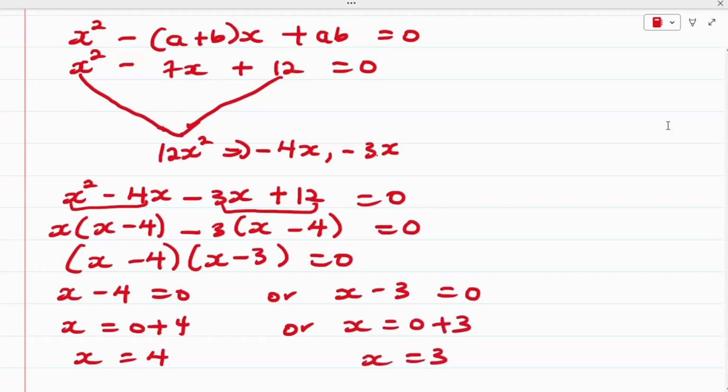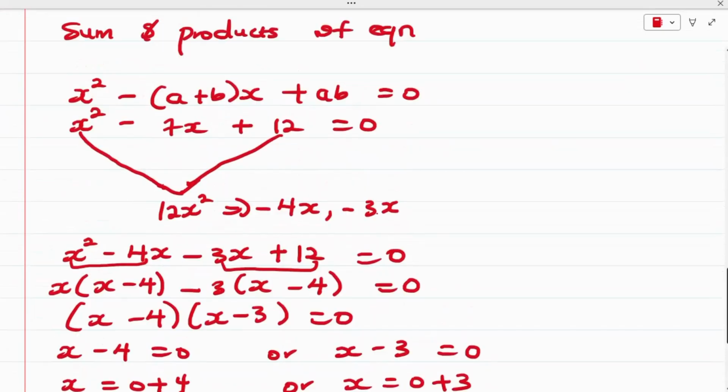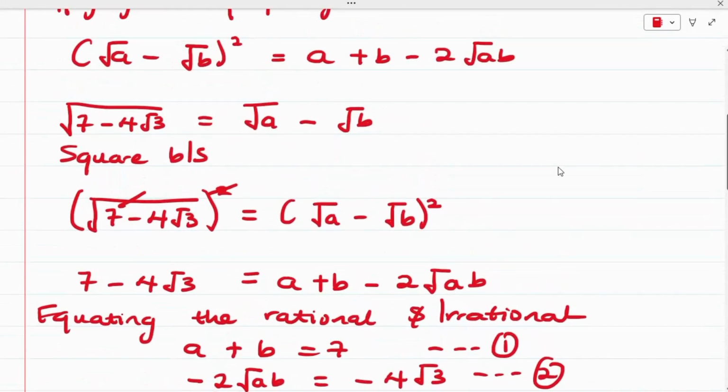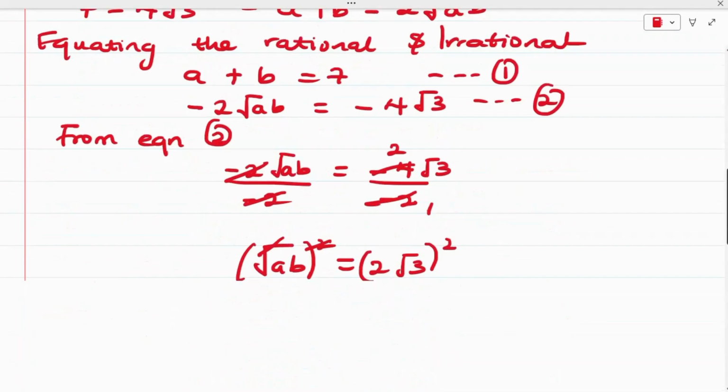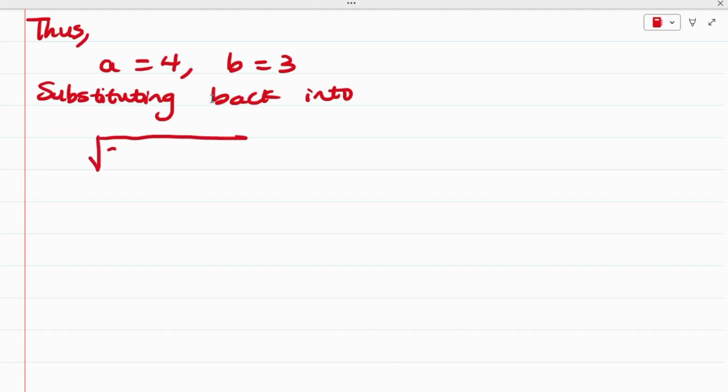So right here we have been able to have the values of a and b. So we're going to say, thus we have that a is equals to 4 and b is equals to 3. Alright, now we want to simply remember at the beginning we said that the square root of 7 minus 4 root 3 is equals to the root of a minus the root of b. Alright, so we're going to substitute this into this equation. So we're going to say, substituting back into, we have this to be the root of 7 minus 4 root 3 is equal to the root of a minus the root of b.